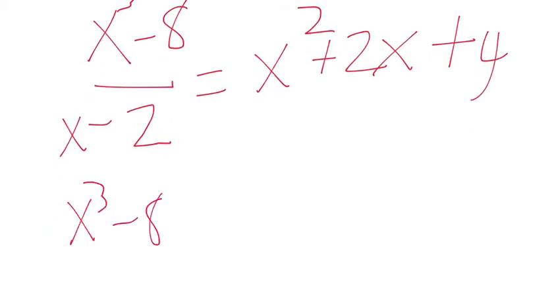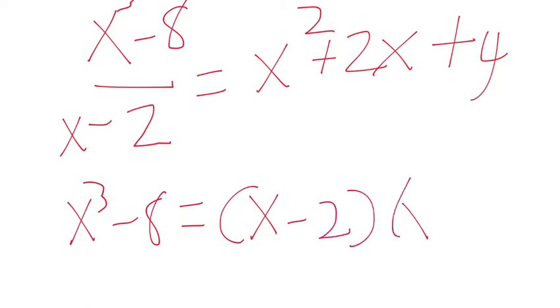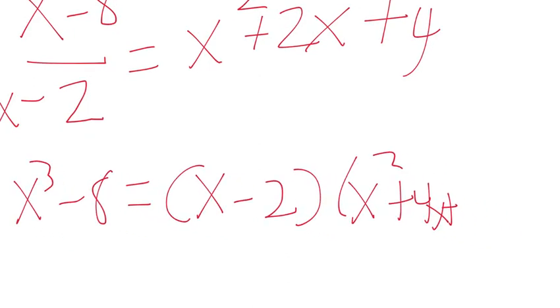Or you can rewrite this as x to the third minus 8 is equal to, what we get when we multiply these terms together, multiply our divisor by our quotient. And x to the third minus 8 is equal to x minus 2 times x squared plus 2x plus 4. Why do I keep writing 4x? It should be 2x plus 4.